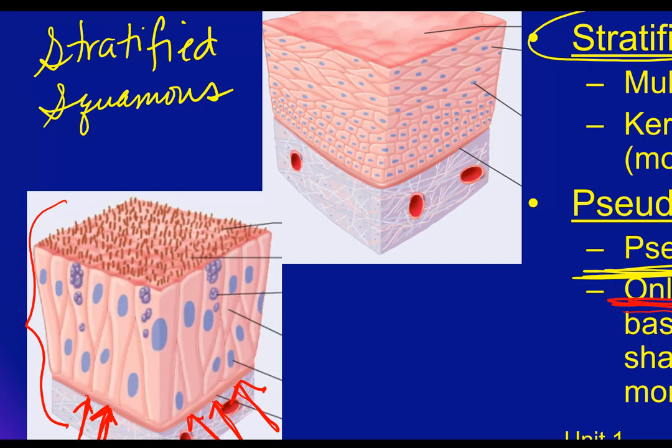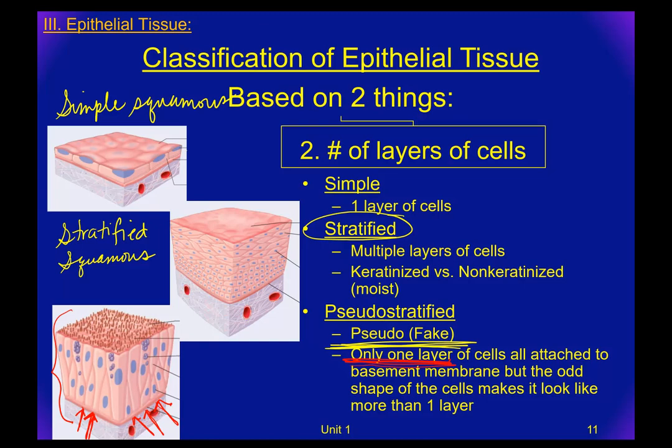With pseudostratified, basically, you think it's more than one layer because the cells are all kinds of funky shapes, but it's just one layer. Now, for my class, for my lab, you always know pseudostratified columnar because it has cilia at the top, just like this guy looks like he's got little fur up here. So pseudostratified columnar, ciliated columnar, because of the cilia, are going to kind of stand out as a slide for histology. All right.